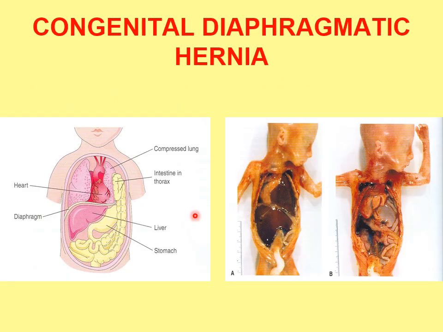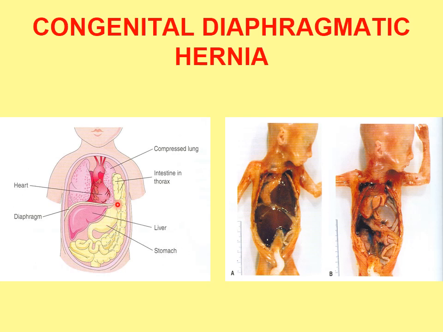So now here you can see the congenital diaphragmatic hernia, along the posterolateral aspect of the diaphragm and mostly towards the left side. This defect is a very common malformation, about 1 per 2,000 newborns, and this is because of the failure of the pleuroperitoneal membrane to close the pericardio-peritoneal canal.